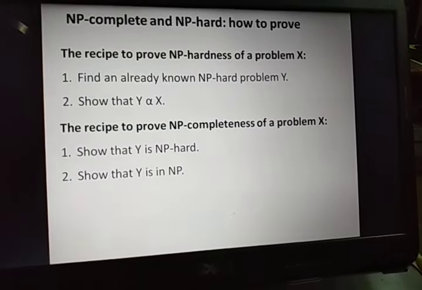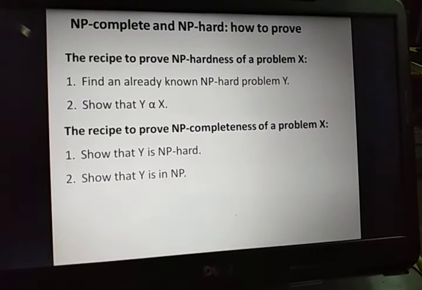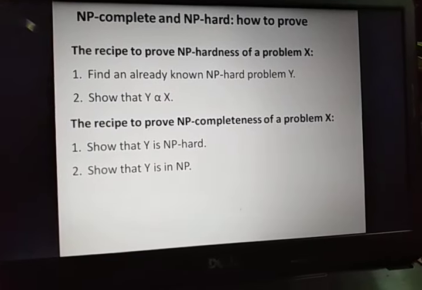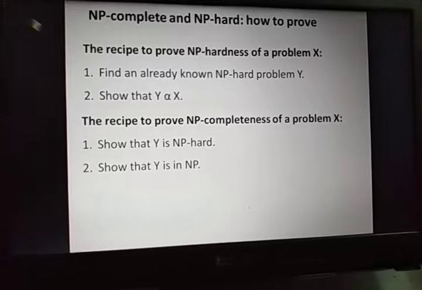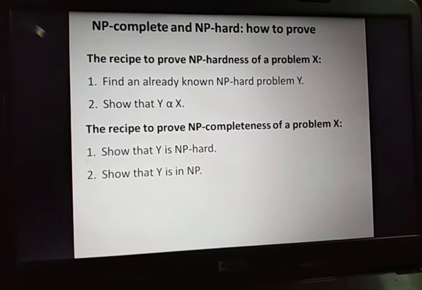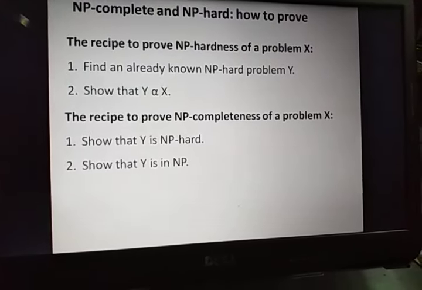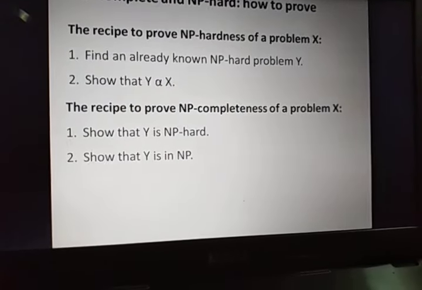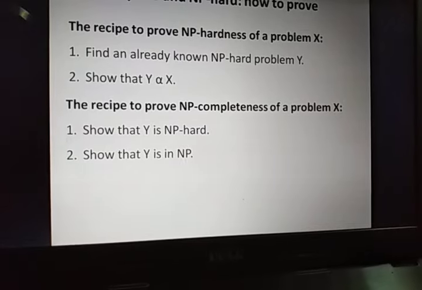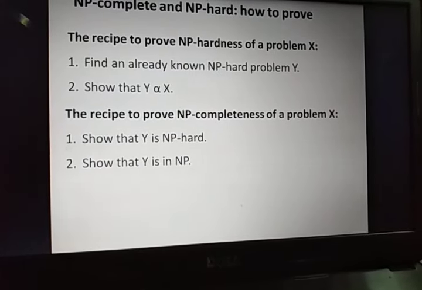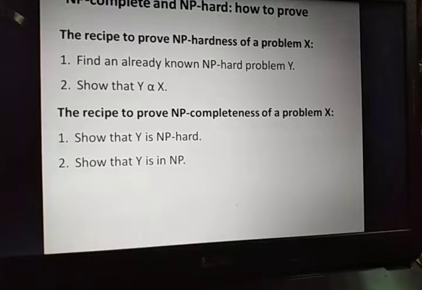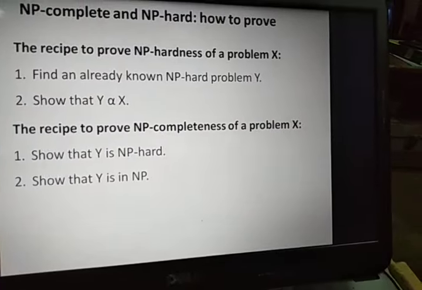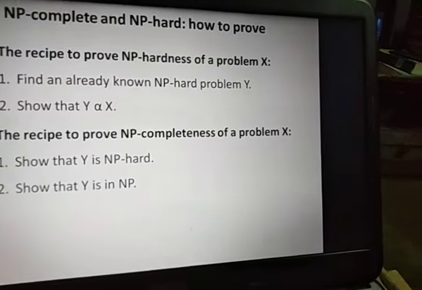Why? Because in order to show the NP-hardness of a problem, we know the theorem that any problem which is NP-hard can be reduced to another problem which is NP-hard, and in order to show that a problem is NP-complete, we need to just show that the problem is both in NP and NP-hard, then it is an NP-complete problem. So this is how we are going to prove whether the given problem is NP-hard or NP-complete.